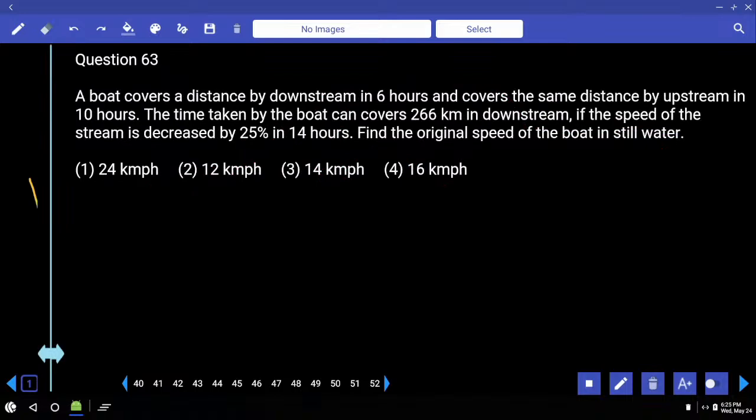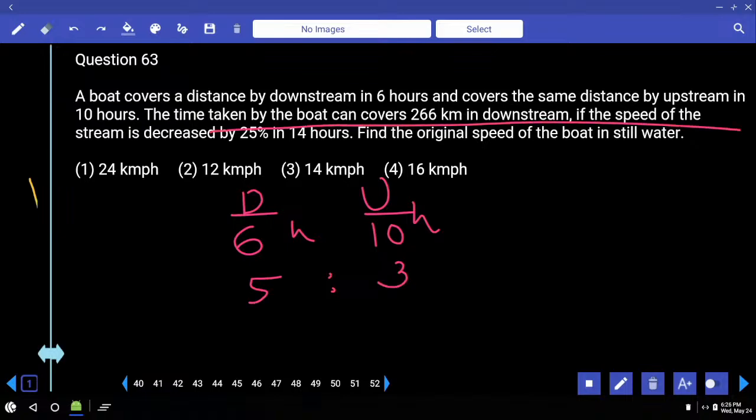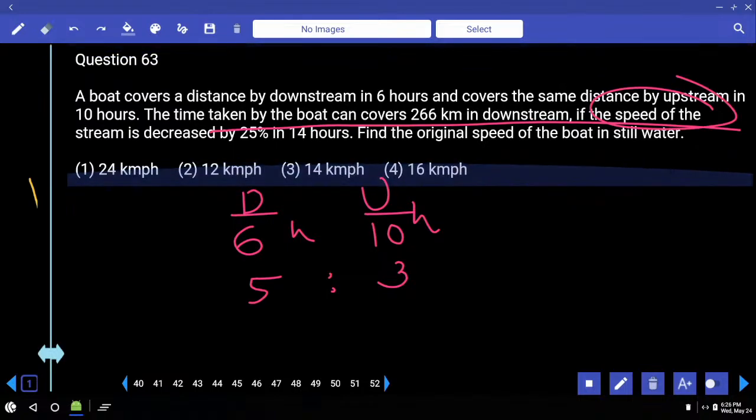A boat covers a distance downstream in 6 hours, and covers the same distance upstream in 10 hours. Downstream 6 hours, upstream 10 hours. Then what will be the ratio of speeds? 5:3. Okay.